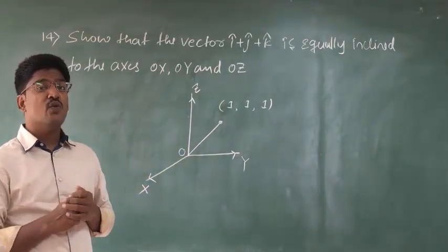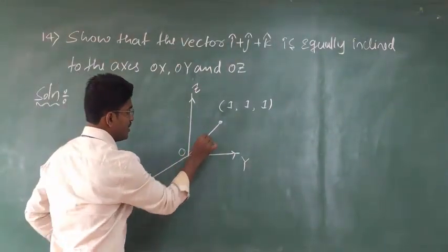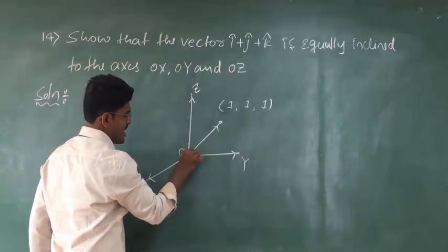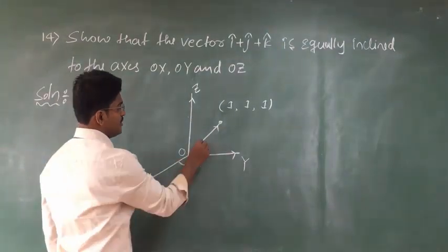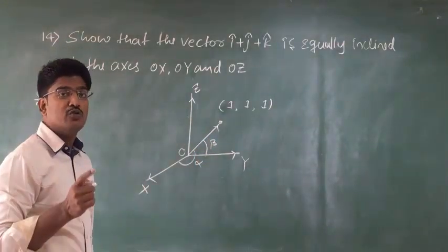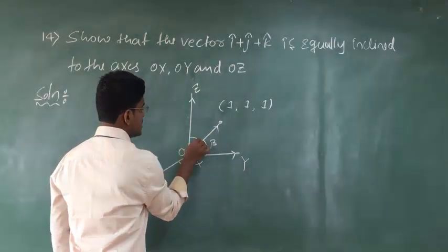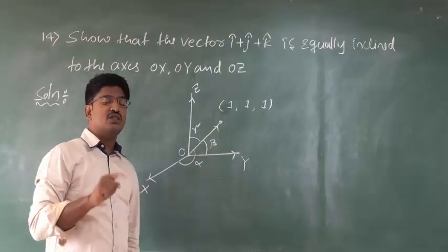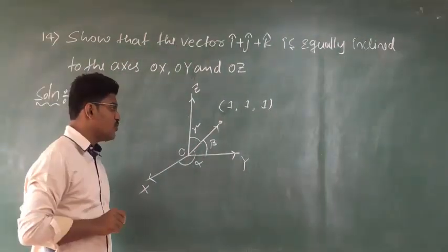Please remember, this particular point is in space. As you all know, alpha is the angle made by the position vector of the given point and the x-axis. And this is beta, that means the angle made by the position vector of the given point with the y-axis. And this is gamma, again an angle made by the z-axis with the position vector of the given point. Clear?